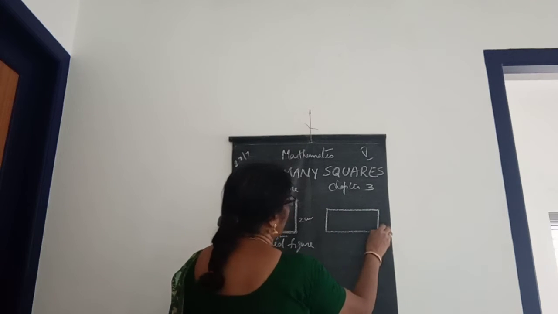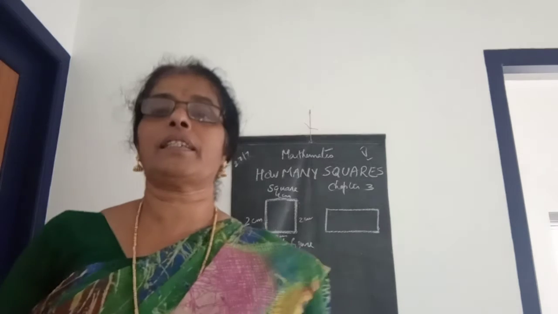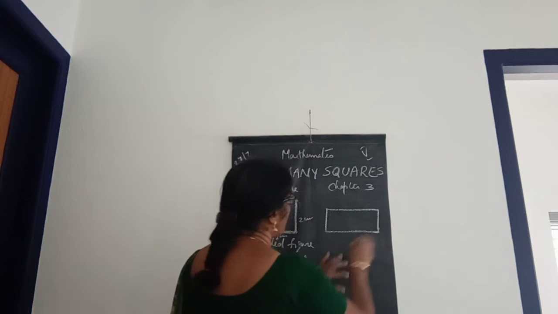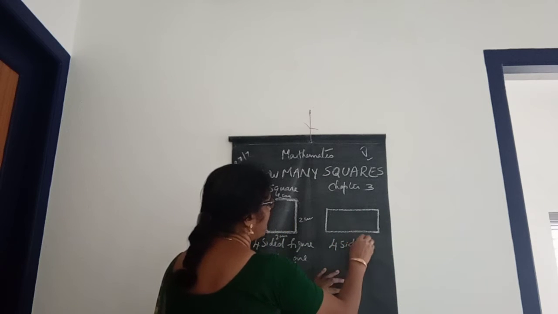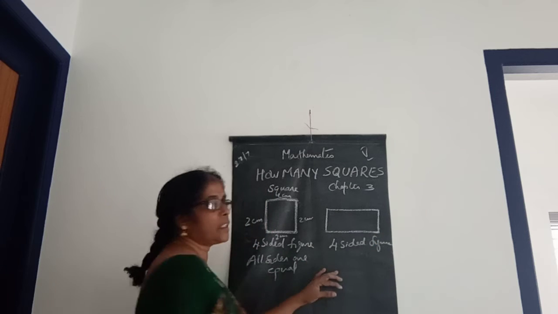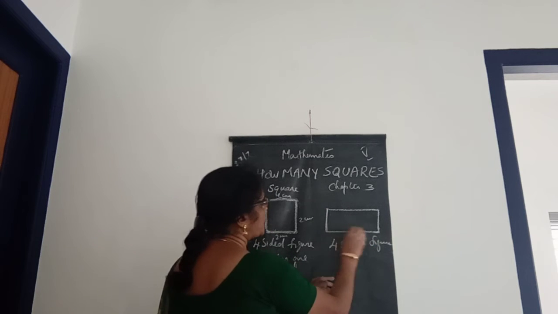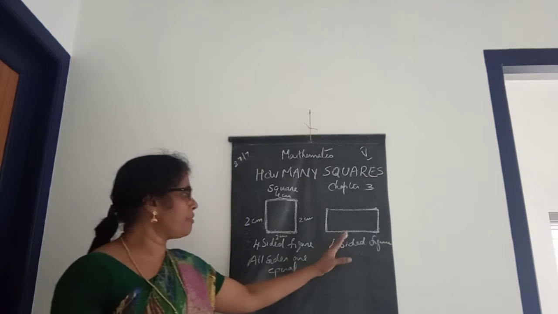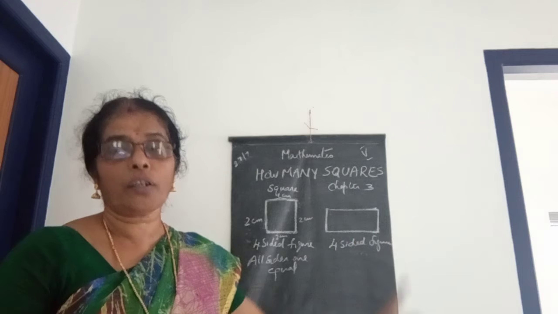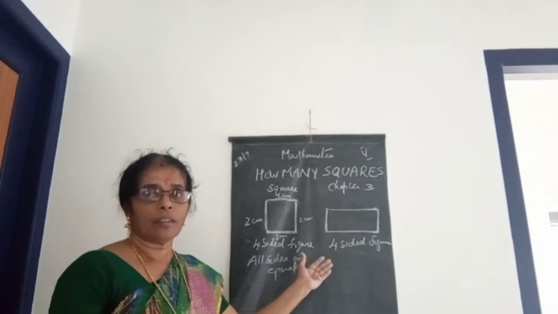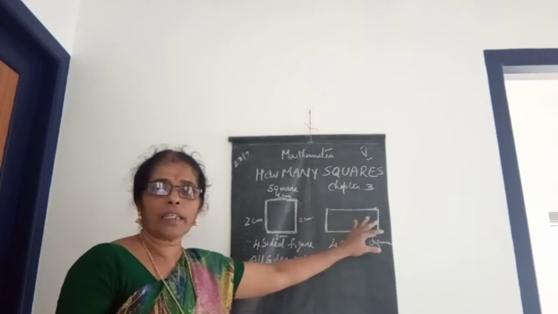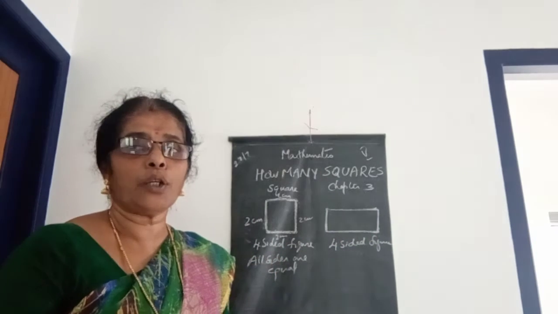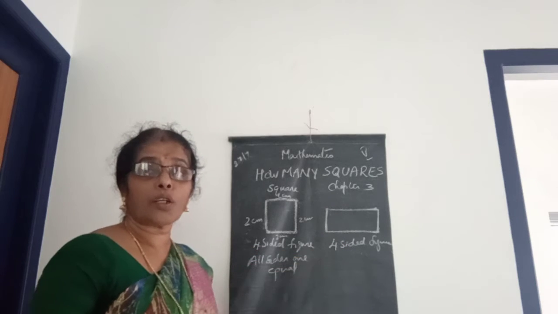What is the shape of this, children? That is a rectangle, isn't it? That is a rectangle. And this also is a four-sided figure. You can see here 1, 2, 3, 4. That is a four-sided figure. But in this four-sided figure, all sides are not equal, like the square. In this rectangle there are four sides, but those four sides are not equal. In a square, the four sides are equal, but in a rectangle, four sides are not equal.